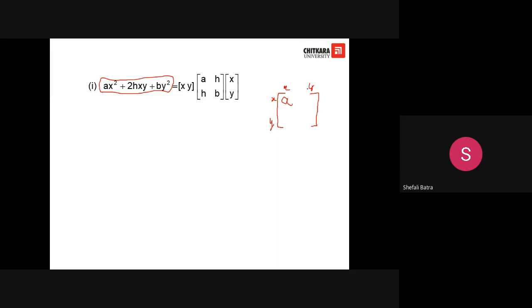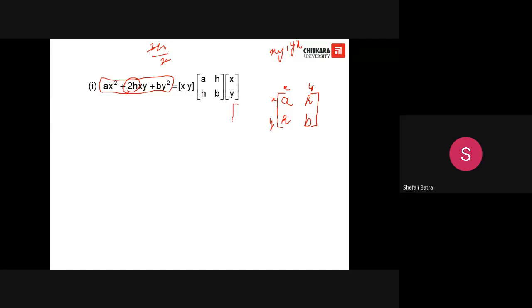And then xy and yx mean the same thing. So you will have this 2hxy. What you will do is divide 2h by 2 for the 2 places of entry. So this is h. I'm putting h here as well as here. Right? Next, y square. What is the coefficient of y square? b. So this place is filled by b. This is how we write the matrix for the quadratic form: a, h, h, b.